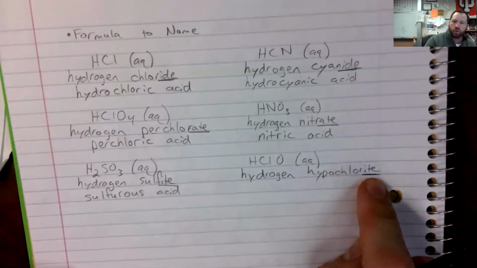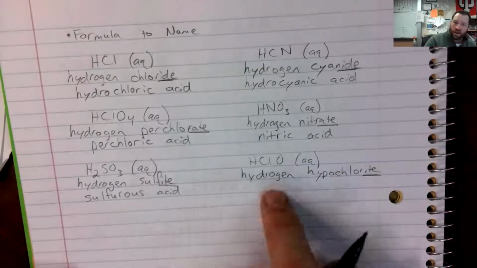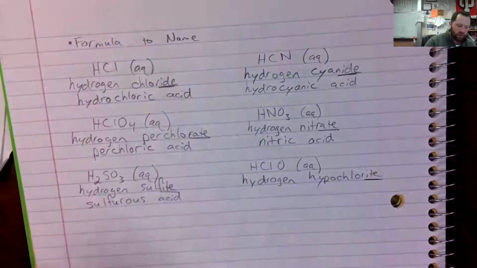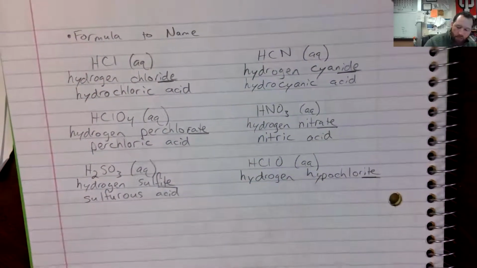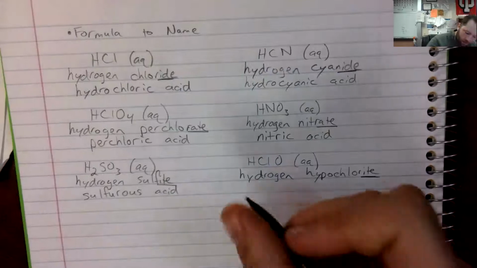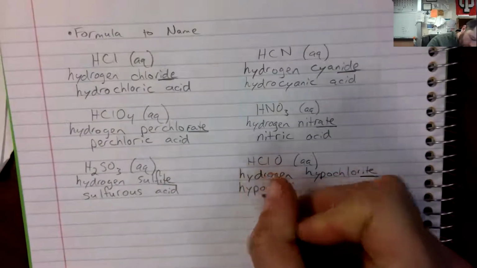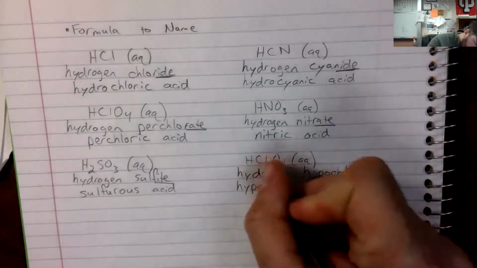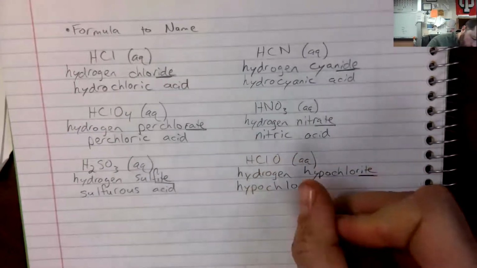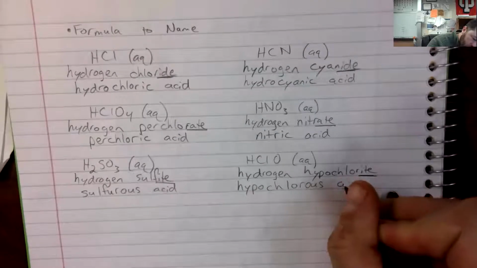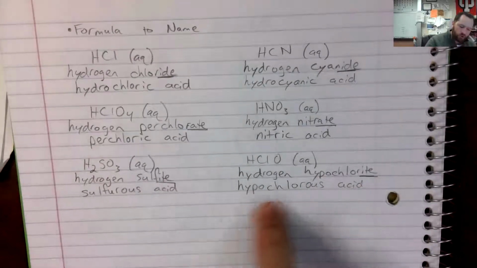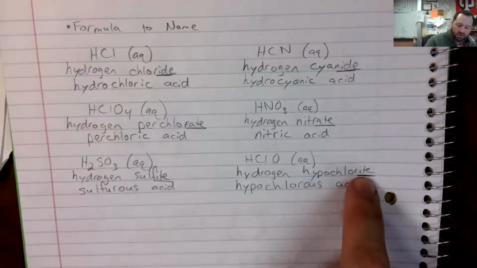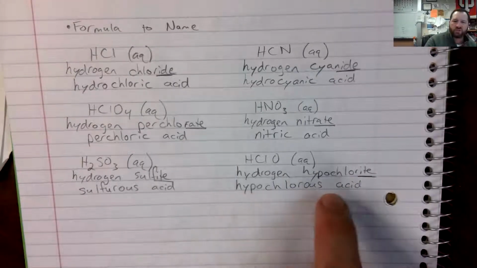So what we're going to do is change the ending to OUS. We're not going to do anything with hydrogen. We only did that up here when it ended in ide. Now we do have to keep hypo on there though. That's a part of the anion. Hypo, below, under. So hypochlorous acid. There's our anion, hypochlor, OUS, because it was ite. So hypochlorous acid.